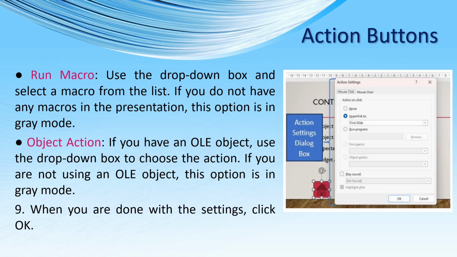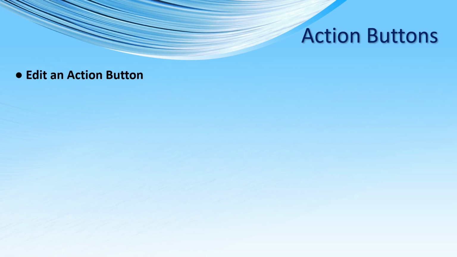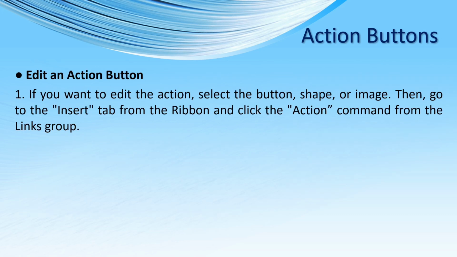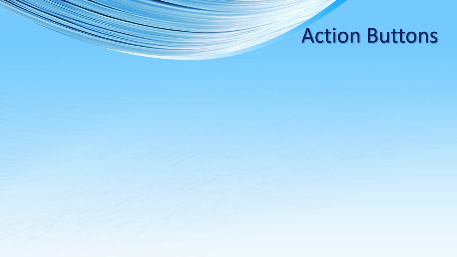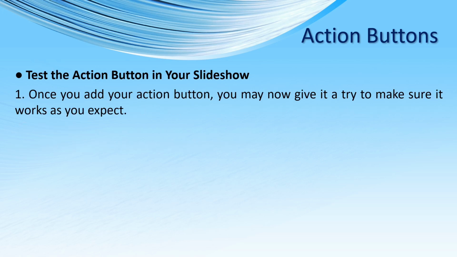9. When you are done with the settings, click OK. To edit an action button: 1. If you want to edit the action, select the button, shape, or image. Then go to the Insert tab from the ribbon and click the Action command from the Links group. 2. Make necessary changes and click OK.